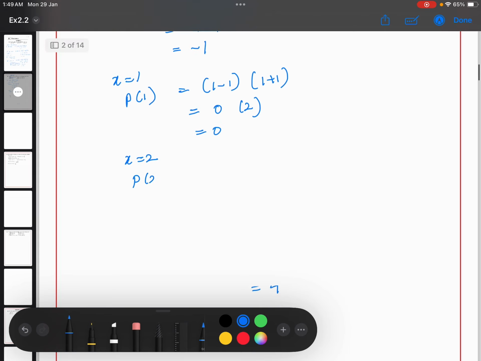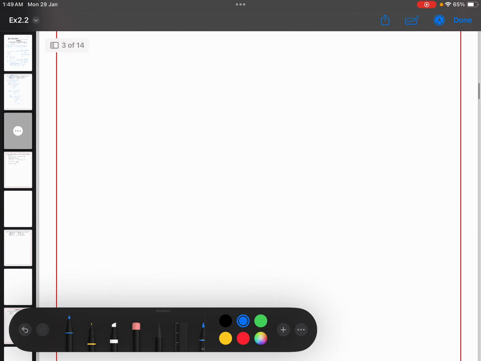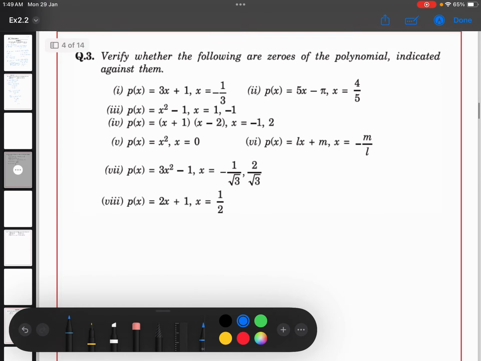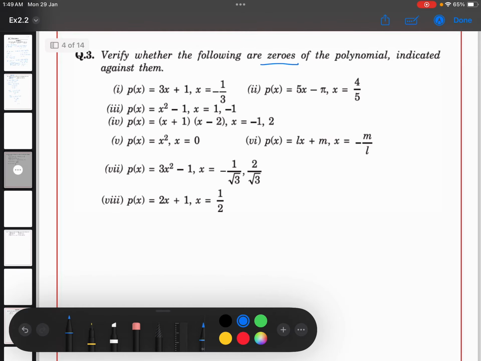For x equal to 2, p of 2 will be 2 minus 1 and 2 plus 1. So this will give you 1 bracket of 3, which simply means 1 into 3, which is 3. That should be the answer for your question number 2. Now quickly moving on to question number 3.